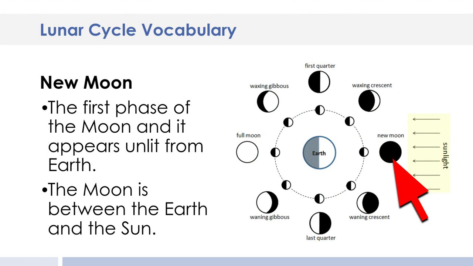So our first moon phase is the new moon. It is lit, but it appears unlit from Earth. The moon at this point is in between the sun and Earth. So here's the sun, here's Earth. This is the portion that is lit. This is the portion that is unlit. So what you'll see is this portion, which means that from Earth, you'll see a new moon that appears like this.